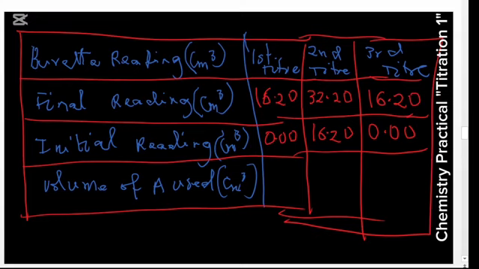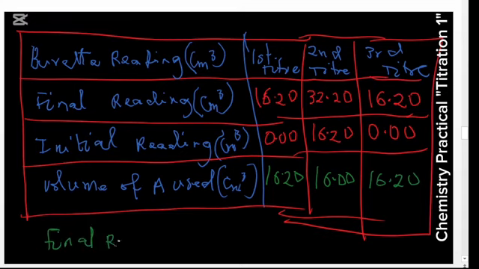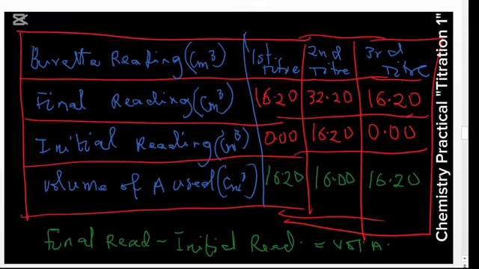For each of the titer, this one is going to be 16.20, this one will be 32.00, and sorry, error please. This will be 16.00, and this will be 16.20. So how do we get that? It's just final reading minus initial reading. So that will give you the volume of A used. I hope that's clear.